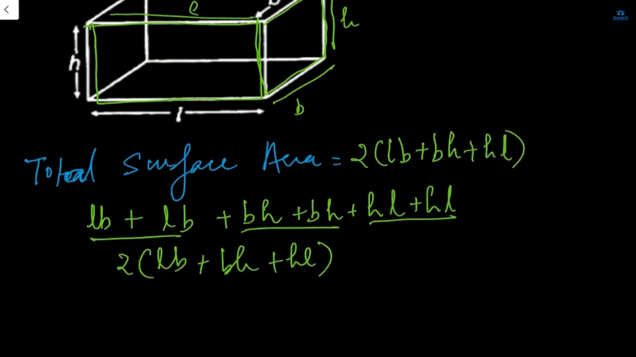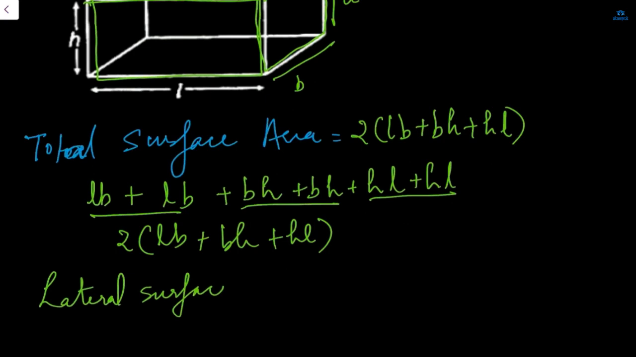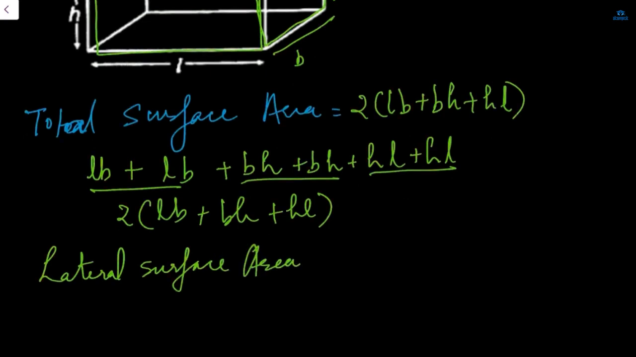Now lateral surface area. What is the lateral surface area? Lateral surface area is the surface of only the walls that will be counted. Yes, only the walls will be counted, meaning the surroundings; the top and bottom will not be counted.